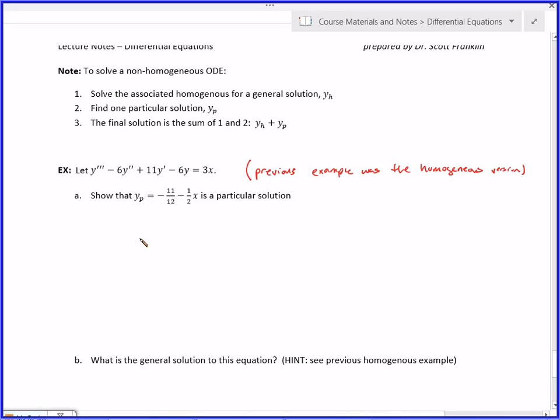Okay, yp. Show that this particular function is a particular solution to this differential equation right here. All I'm saying is verify that it's a solution, in the sense that this doesn't have any parameters in it, so it's a single, one and only one solution, so that's why I call it particular, but I just want to verify that it's a solution. So I need to do yp prime, yp double prime, and yp triple prime, and plug all those into this, and see if the left-hand side equals the right-hand side. So first derivative is just negative 1/2, right? And then these are 0 and 0.